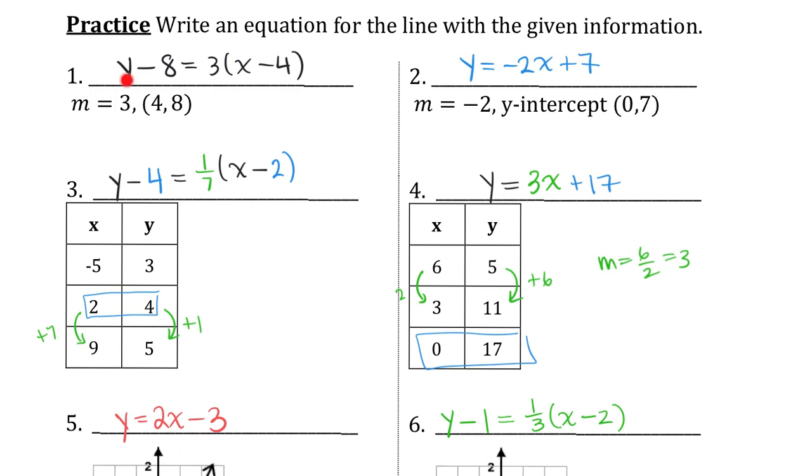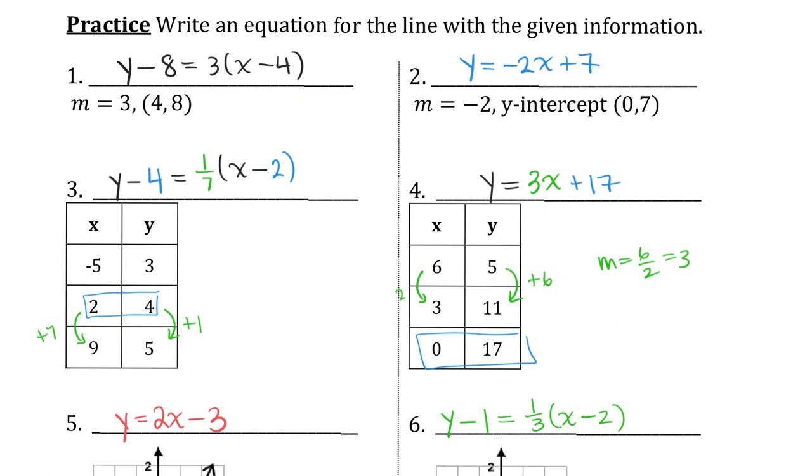For number 1, I had y minus 8 equals 3 times (x minus 4). For 2, I did slope intercept form, so I have y equals -2x plus 7. If you did point slope form, you have y minus 7 equals -2 times (x minus 0). Doesn't matter. Okay, for 3, my slope is 1/7. I chose to use the ordered pair (2, 4), but you could have used (-5, 3) or (9, 5), and this number and this number would change, but your answer would be equivalent.